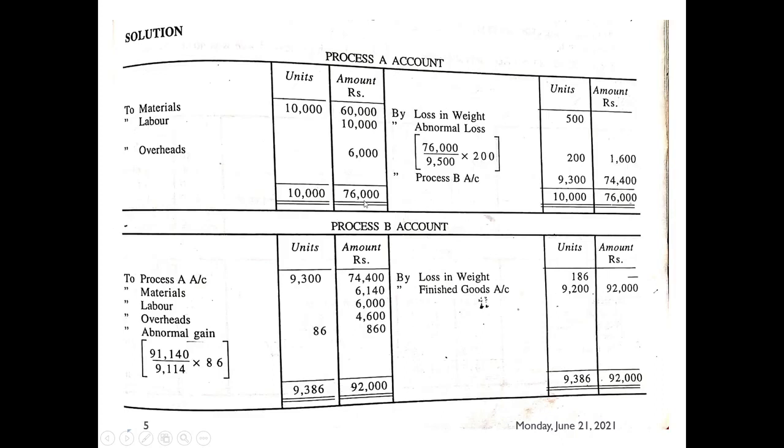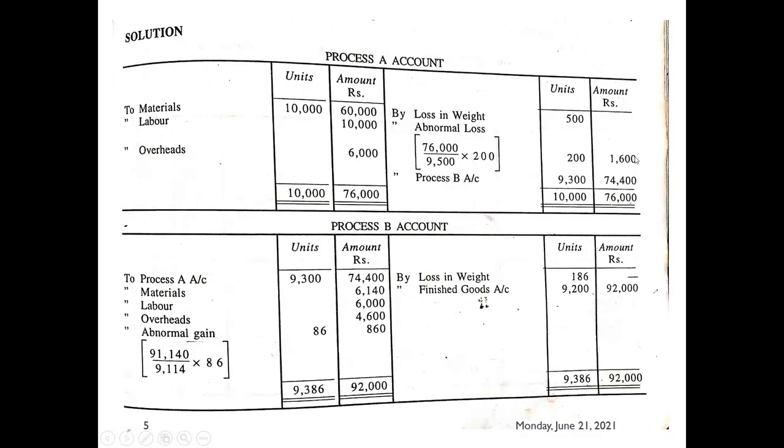Now close it. First of all, the unit column is closed. Similarly, the unit column closed, so from 10,000 to 10,000. So 500 is normal loss. Then the transfer to process B, how much output? 9,300. So 200 is our balancing figure. So 200 is called abnormal loss.